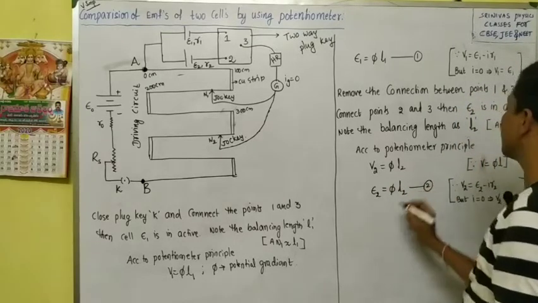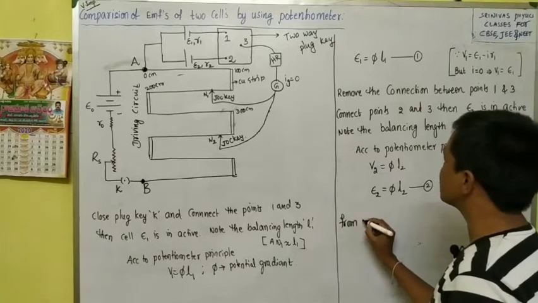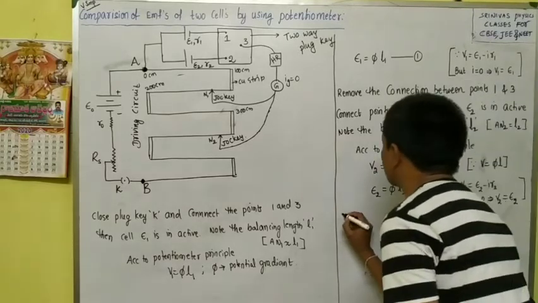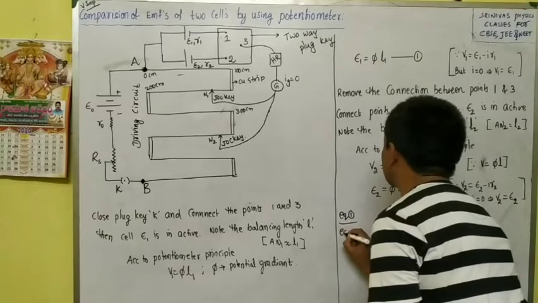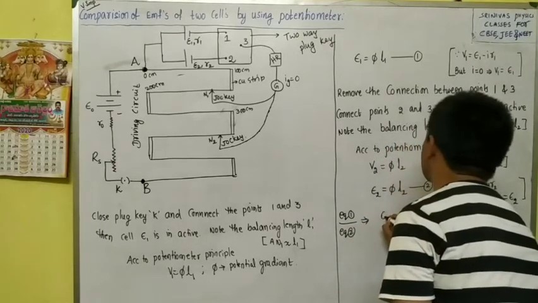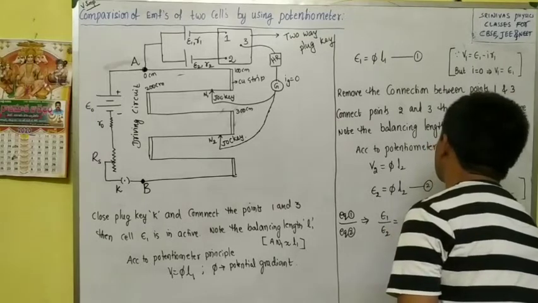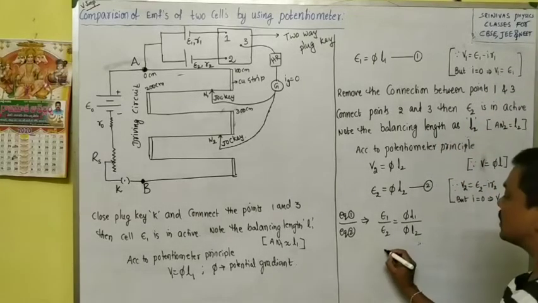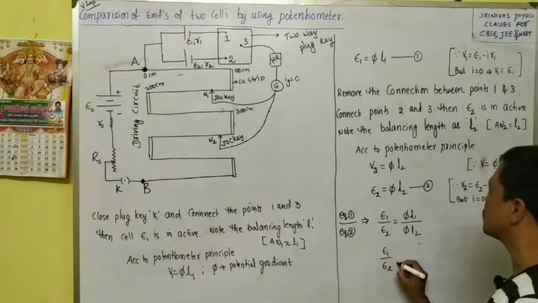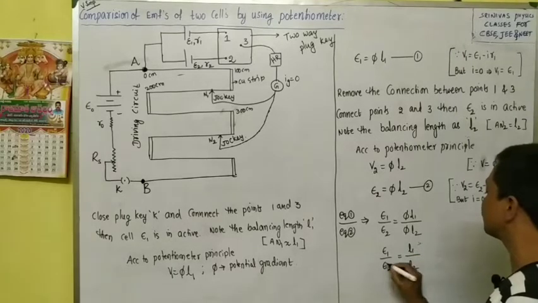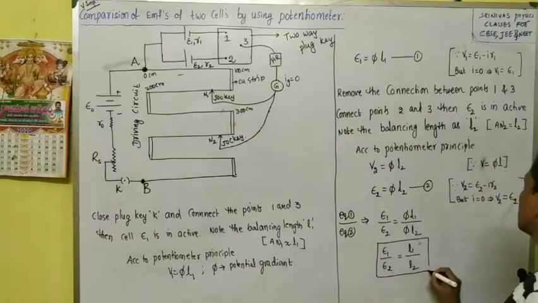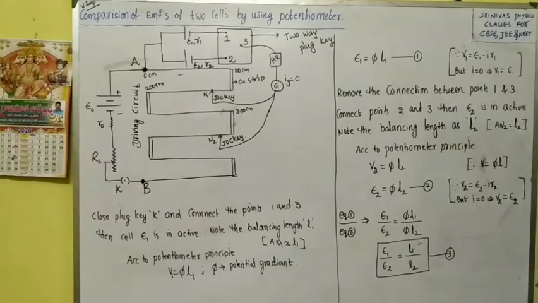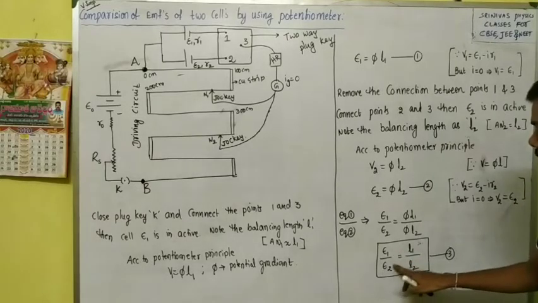This is equation 2. Now compare the EMFs of two cells. From equation 1 and 2, comparison means we have to divide the two equations. Equation 1 by equation 2. When you divide these two equations, we get E1 by E2 is equal to phi L1 by phi L2. Then phi will be cancelled, and we get E1 by E2 is equal to L1 by L2. This is equation 3. This is how to compare the EMFs of two cells.